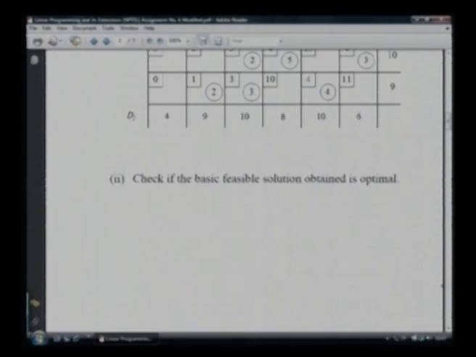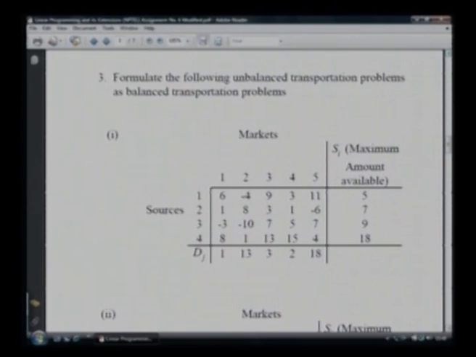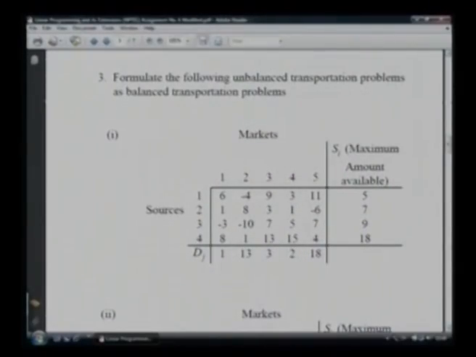Now, let us go to problem 3. Here I am just trying to acquaint you with unbalanced transportation problems. I have given 2 of them here, and I want you to reduce them to balanced transportation problems, and we will discuss how. In the first problem, the supplies add up to more than the demands. Therefore, your supply constraints will be satisfied as less than or equal to, because you will not be able to use all the supplies, since the demand is less than the total supply. So, your supply constraints will be written as inequalities.